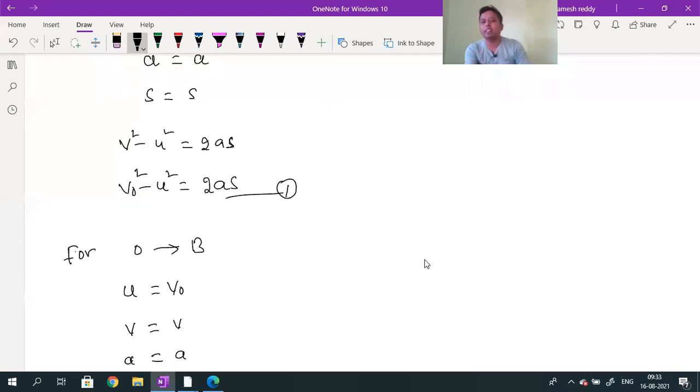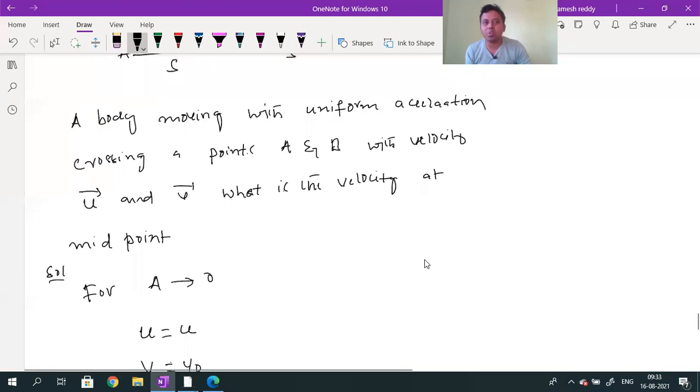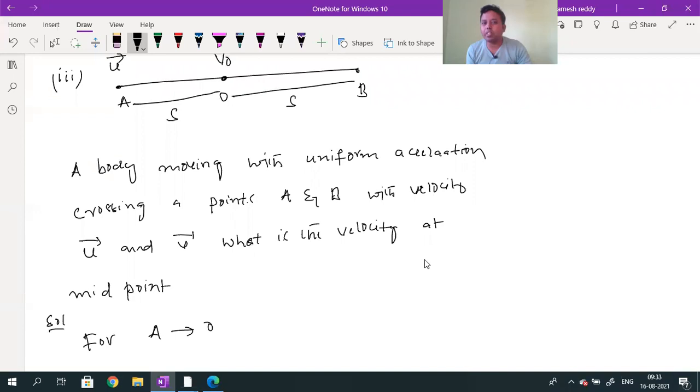Actually, in examination they will ask numericals, and I will accept that. From the need point of view, they will also ask the concept directly. Sir, why did you call it the midpoint velocity? In the question itself it is asked: a body moving with a uniform acceleration, crossing the points A and B with velocities u and v. So what is the velocity at the midpoint? Which is the midpoint? O is the midpoint.